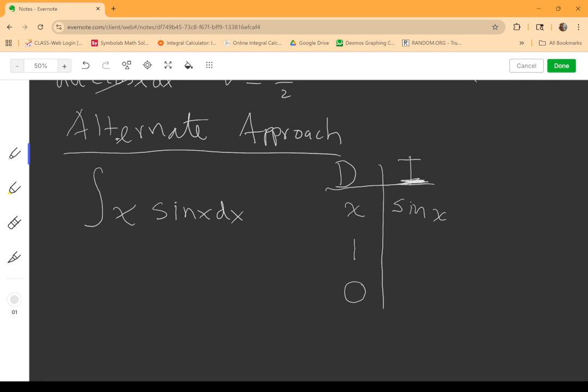And then on the other end, I want to integrate, and here I just want to go until I get to the 0 row. So the integral of sine is negative cosine x, and the integral of negative cosine x is negative sine of x.